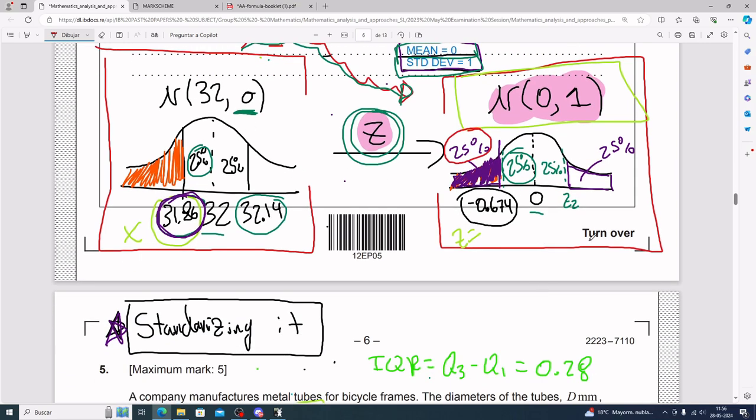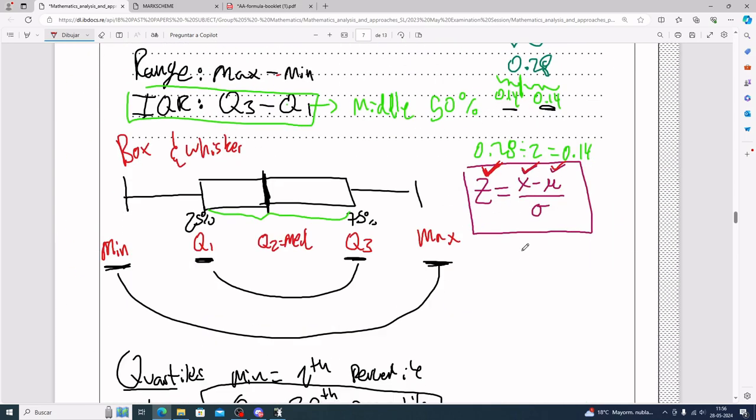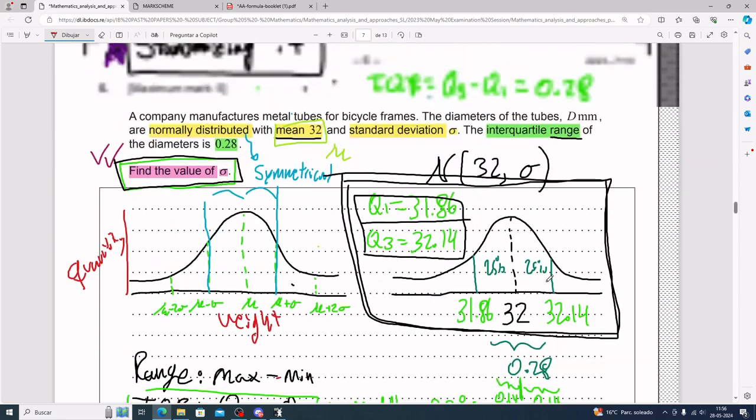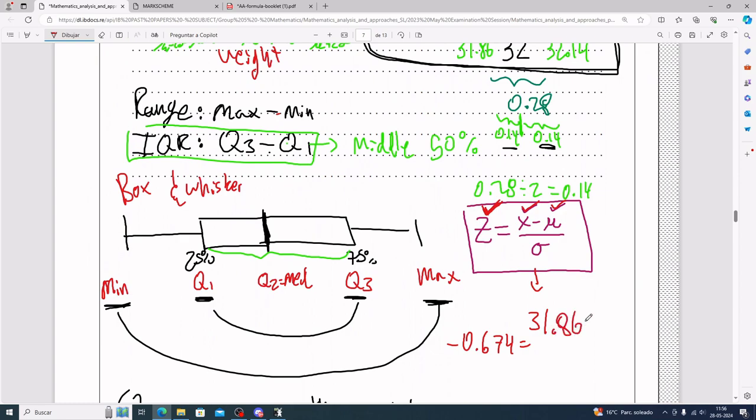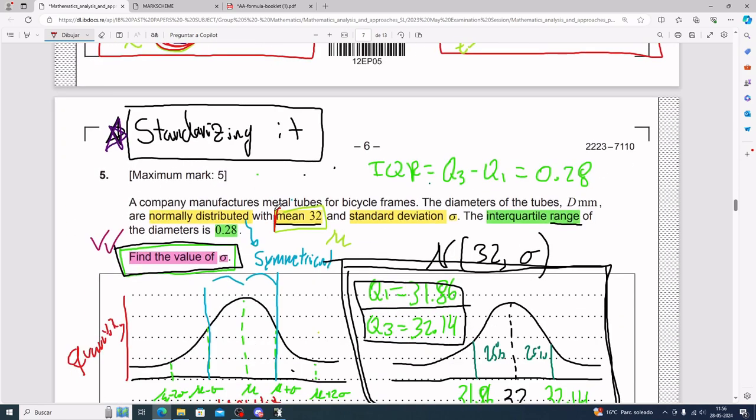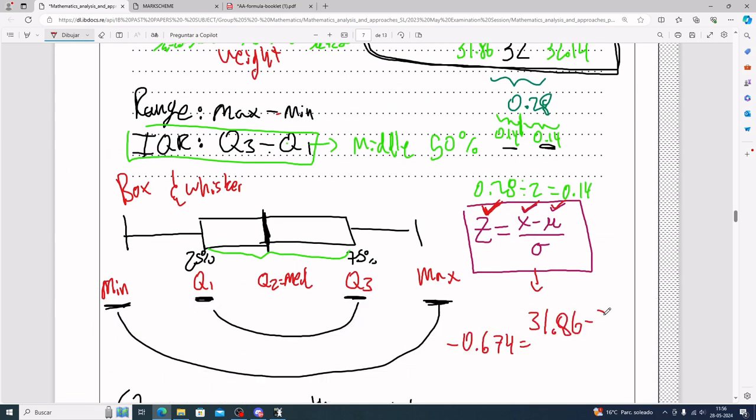And so these are equivalents, right? And so the original 31.86, its standardized value is negative 0.674. And so now you can plug in over here. So negative 0.674, the z value, is going to equal its equivalent in x, which we said was 31.86, minus the mean, which we said was 32, divided by the standard deviation.